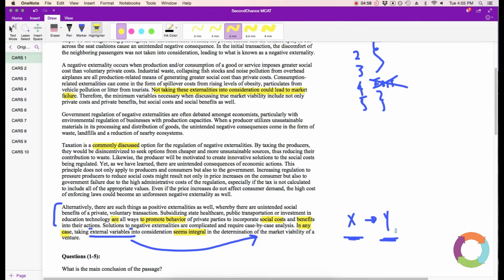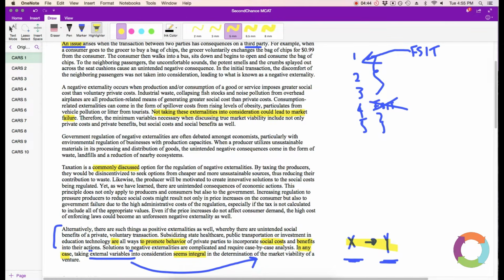Again, the idea of X to Y. Not taking the external variables into consideration could lead to market failure, just like taking the external variables into consideration could lead to market viability. So it's sort of the same relationship that we've already determined so far. Therefore, here we go. That's a very conclusive word. The minimum variables necessary when discussing true market viability include not only private costs and benefits, but, that's a nice shift in tone right there, social costs and benefits as well.